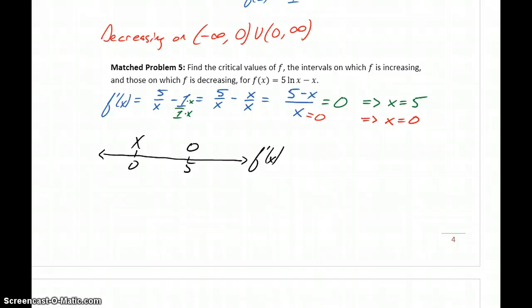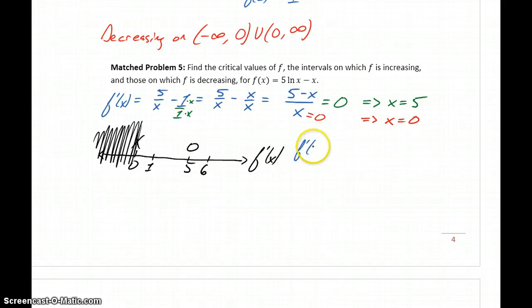Now, one thing we can go ahead and take advantage here is that our original function is going to be undefined. Since we have the natural log of x, that's going to be undefined for any values that are 0 or less. So we can actually just scrap all those negative values. This function will be undefined for any negative values, so we don't even have to worry about that. What we do need to do then is choose test points on either side of 5, so we can look at 1 and 6 as two possible options here.